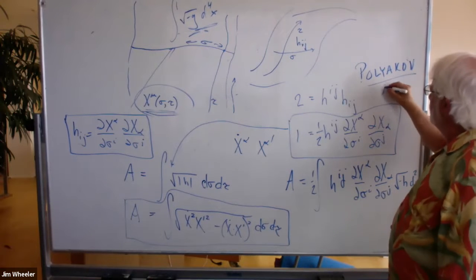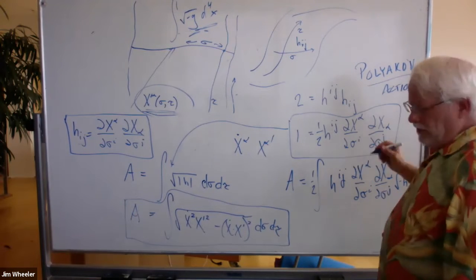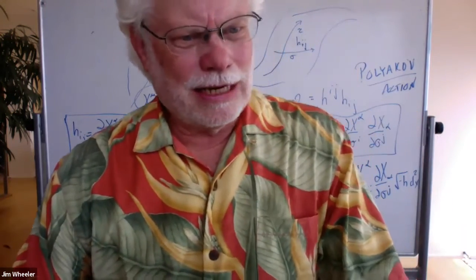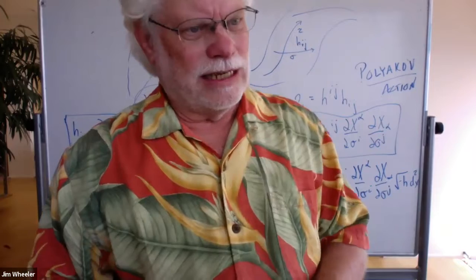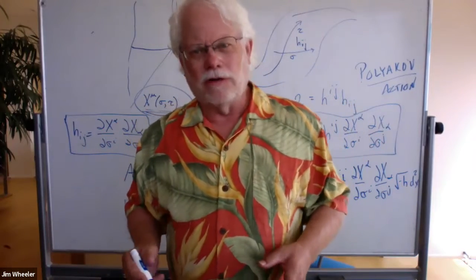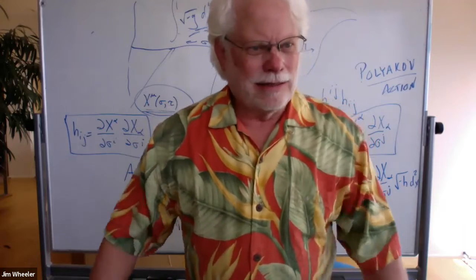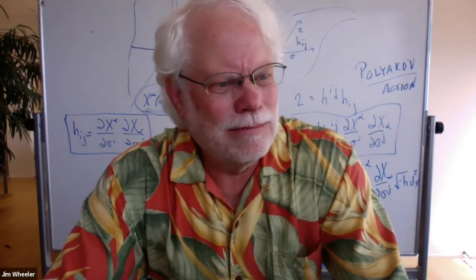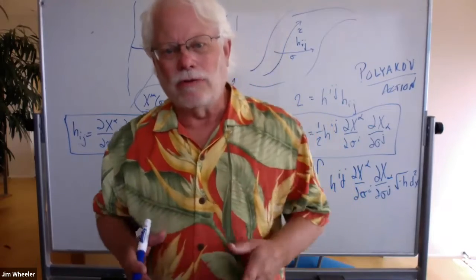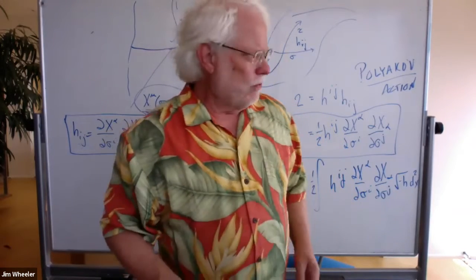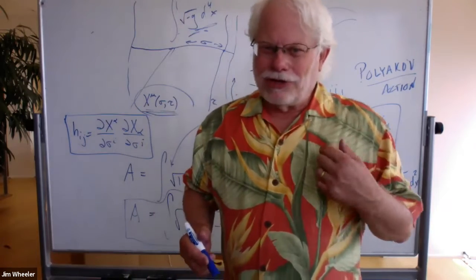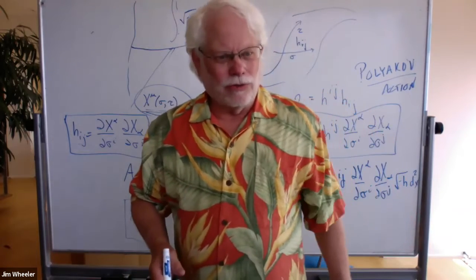Polyakov action, because it was developed by Tensor and Zermino, and independently by Brink, DeVecchia, and Howe. It came to be called the Polyakov action because a decade later, Polyakov used it in quantizing the string, and it works really well for quantizing the string. So it's a nice form of the action. It's easier to use the Polyakov form to get the equation of motion too.